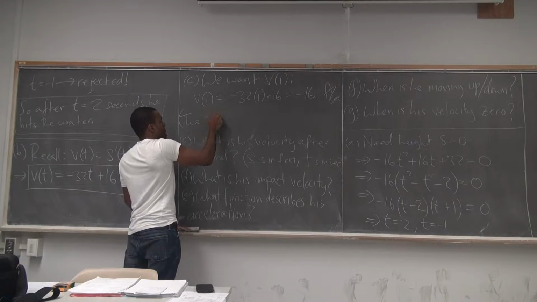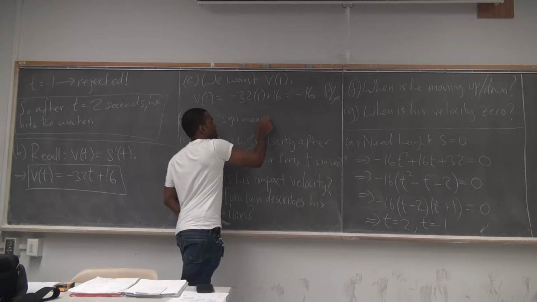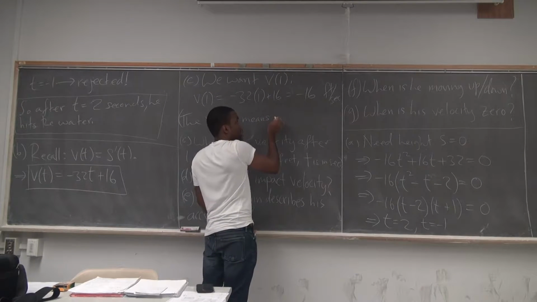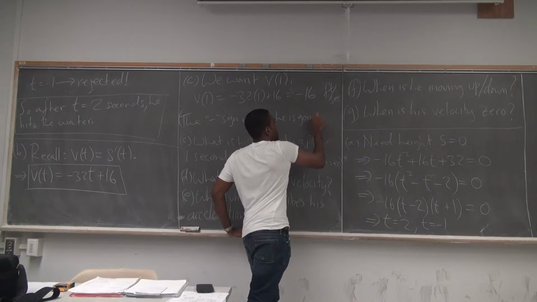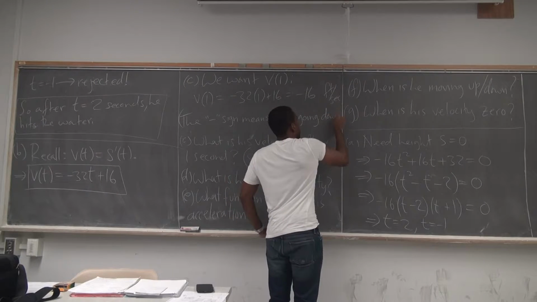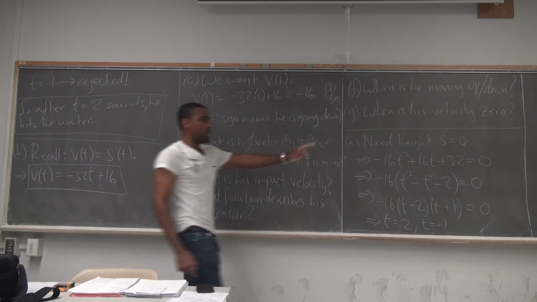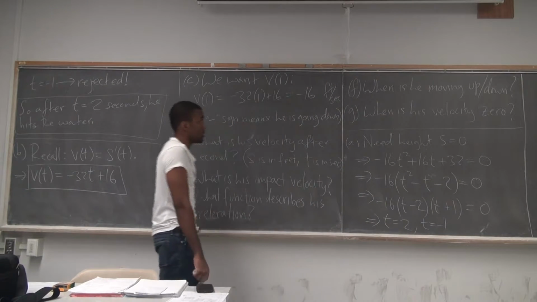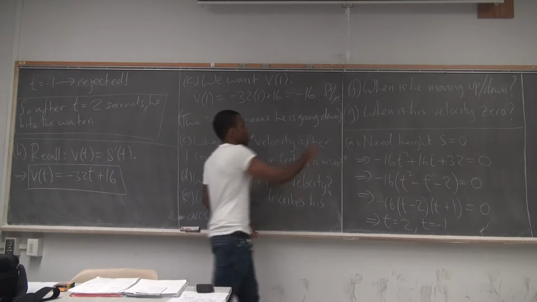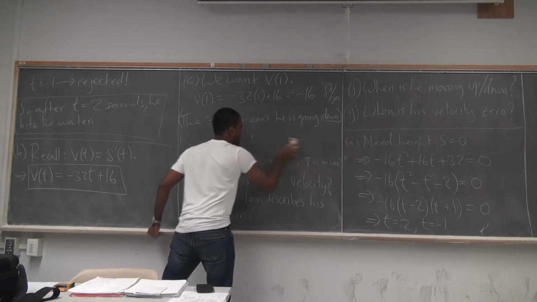FYI, the minus sign means, what does it mean? It means direction. What direction does it mean? Is going down. Right, so the way this equation was set up, it assumes that moving up is the positive direction for velocity and moving down is the negative direction. So he's going down. So after 1 second, he's already on his way down.